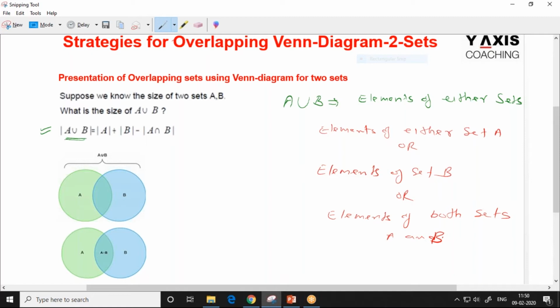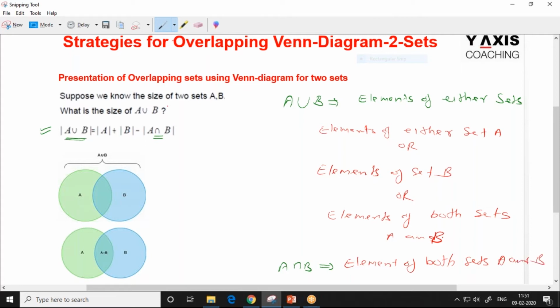We need to understand this is called A union B, and the second symbol I'm using here is A intersection. You can see here is intersection. When I say A intersection B, this implies the elements of both sets only, elements of both sets A and B, right?